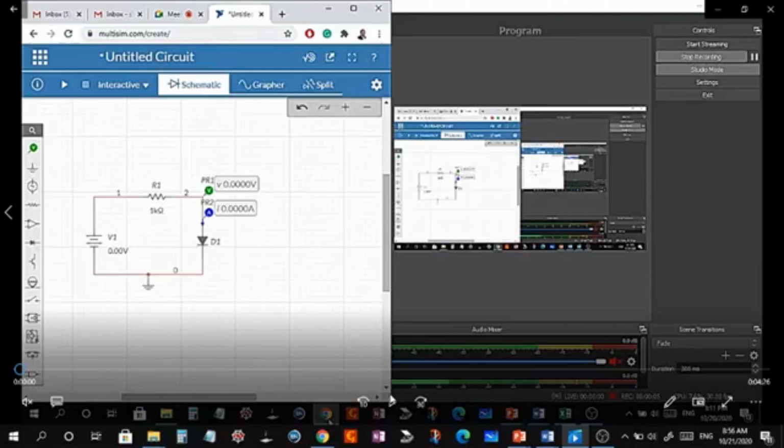Okay, so after we connected the component, then we put the measuring device. So we want to measure the voltage across this diode, so we call it diode voltage, and then we want to measure the current that flows across this diode. So this is a current meter, so voltage meter and then current meter.